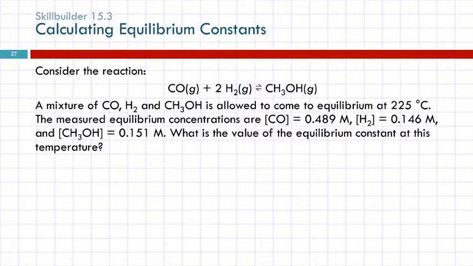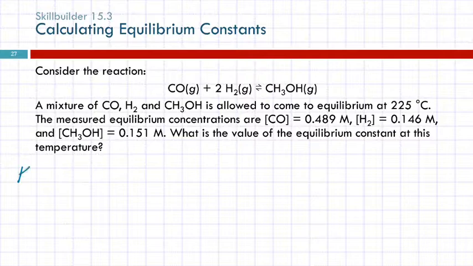Let's do another one. So here we've got this reaction: CO plus 2H2 gives us CH3OH. A mixture is allowed to come to equilibrium at 225 degrees Celsius. Do we need that number? No, just information, just extra stuff. The measured equilibrium concentrations are given right here. What's the value of the equilibrium constant at this temperature? See, the equilibrium constant might be different at a different temperature. That's why it's specified. But we're not going to worry about it. We're just going to say, they just threw that in there. It's fine.